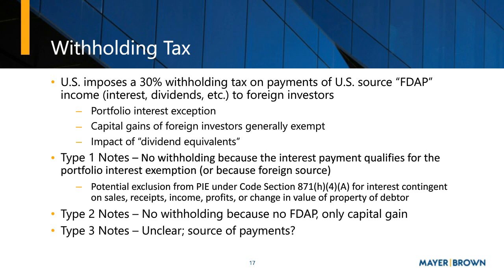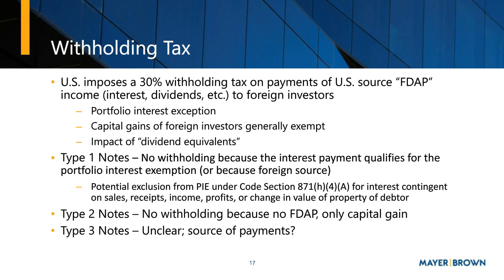Type 2 notes, again, Rem went over this, but these are notes that are not principal protected and do not have a coupon. Because there's no coupon, there's no periodic payments, and therefore not generally any withholding, subject again to the dividend equivalent rules I just alluded to.